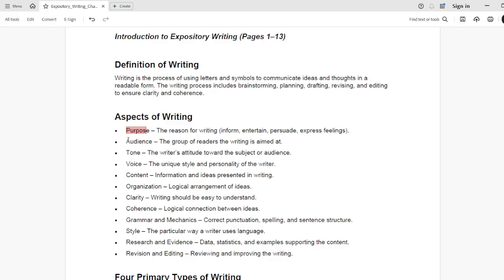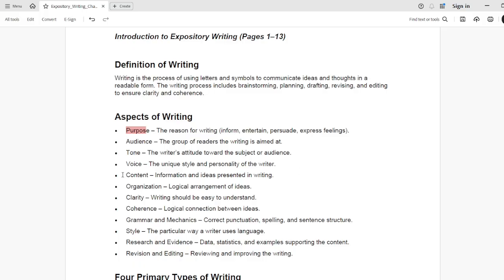And next one is the audience, like whom the writer is writing and who will be the reader of that content as well. So the group of readers the writer is aimed to write, okay. And the tone is the writer's attitude, everyone knows, and this question is very important for paper point of view as well. And the next one is the voice, the style and the personality of the writer. Like if you are writing a content for the children, so you must have a very polite tone and voice.